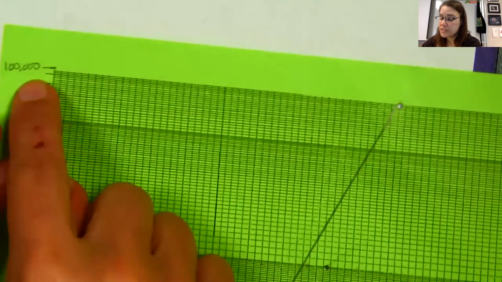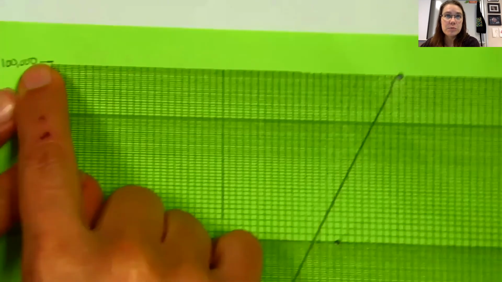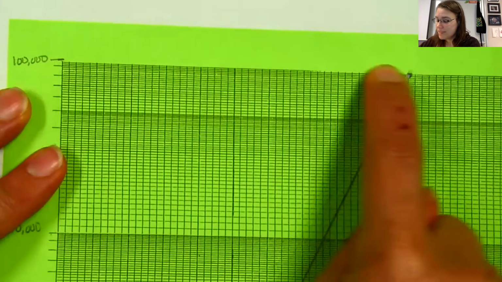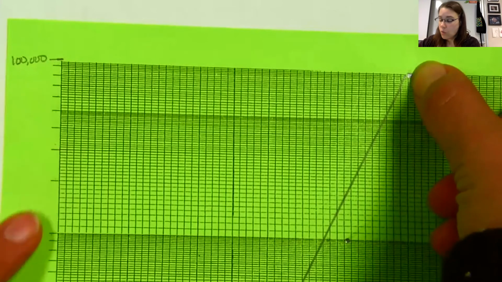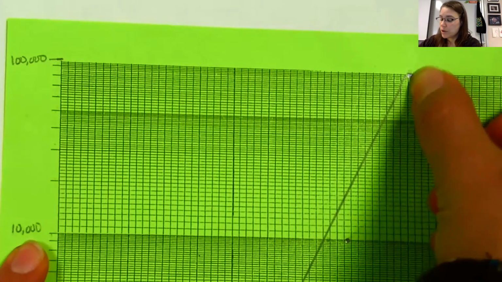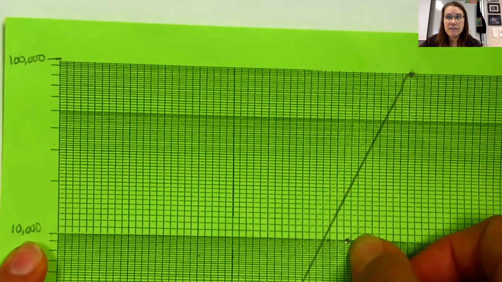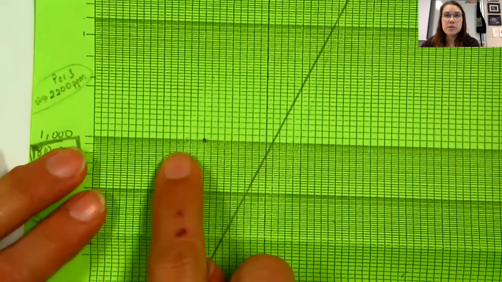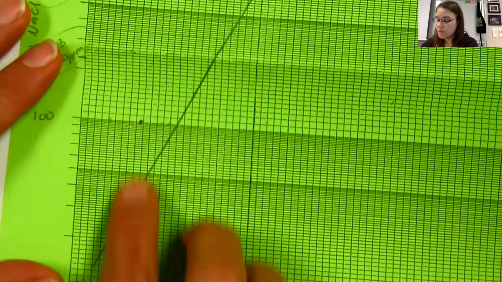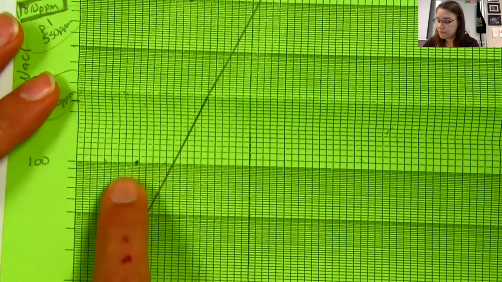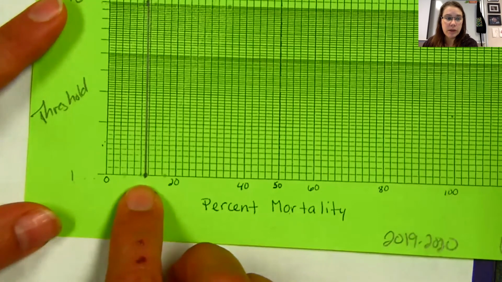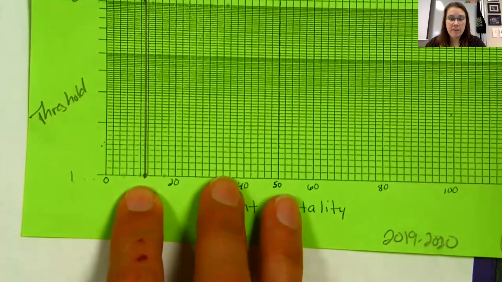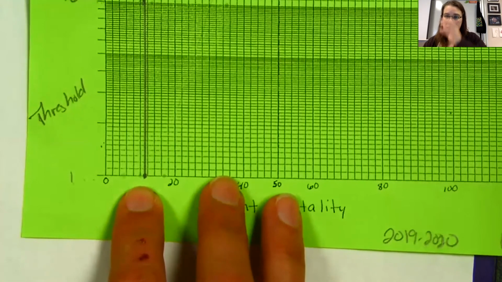So, what percent of 100,000 parts per million died? I'm thinking it's probably going to be close to 100%. What percent of the 10,000 parts per million? You're going to graph that dot. What percent of the 1,000? What percent of the 100? Of the 10 and of the 1 part per million? Once you have all those points, you're going to try and draw a line.